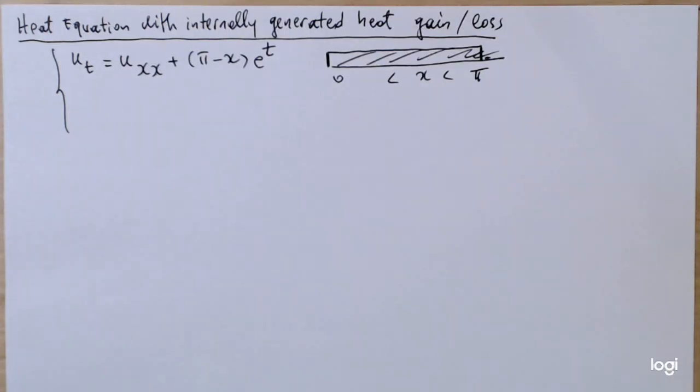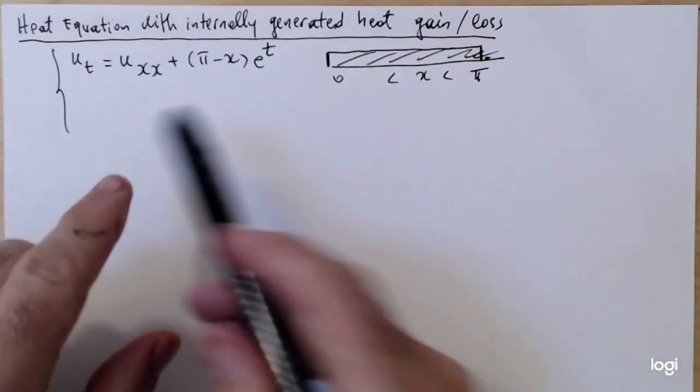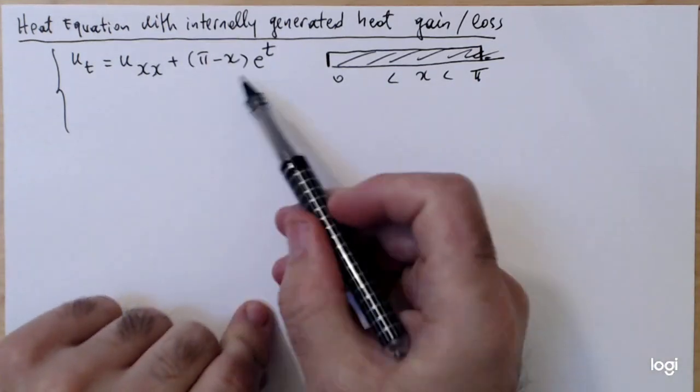Okay, so before we start an example and illustrate how the method works, let's discuss a little bit which type of physical situations require such non-homogeneous terms. So here's an example of a heat equation which is not homogeneous.